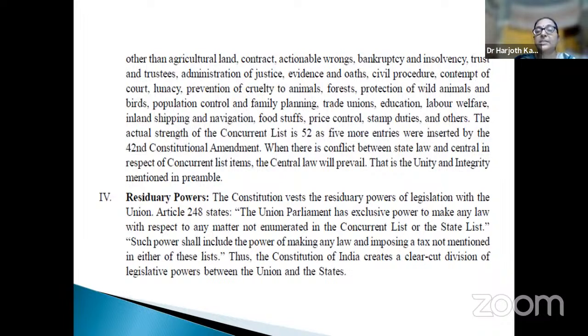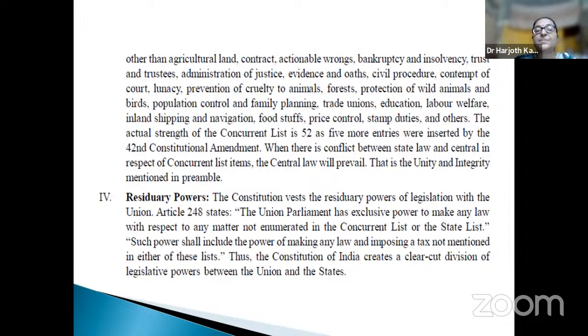If there is a conflict between the state law and the central law in respect of these concurrent lists, then the central law prevails. That is the unity and integrity mentioned in the preamble. And the fourth, other than these three, whichever subject is left will be considered under residuary powers, and the constitution vests the residuary powers of legislation with the union. Article 248 says the Union Parliament has exclusive power to make any law with respect to any matter not enumerated in either the concurrent list or the state list.